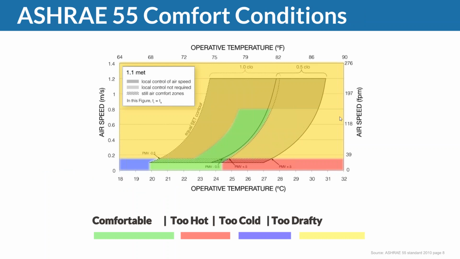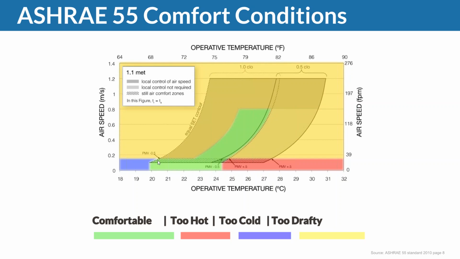Another model we're going to take a look at is the one proposed in ASHRAE 55. And here you can see a little overview chart. Later on, we're going to see the entire audience model being colored in these colors. We can see that the x-axis has the operative temperature in the room, and on the y-axis we've got airspeed in meters per second and feet per minute.